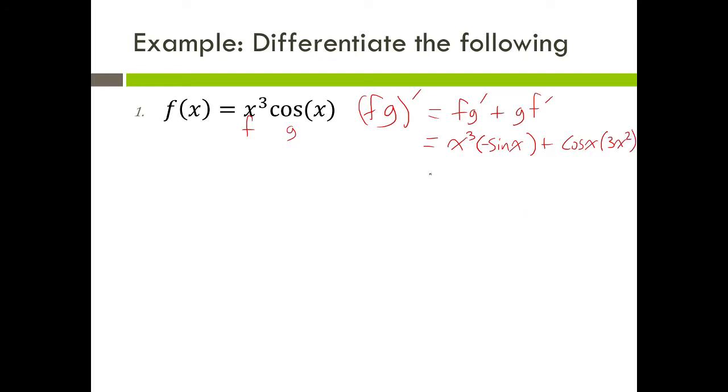We can simplify it a little bit if you really wanted to, just to clean things up. So this would be 3x squared cos x minus x cubed sine x. Doesn't really change much, just looks a little neater. But there you go. This is our derivative. Alright, simple enough example. Let's go through another one.